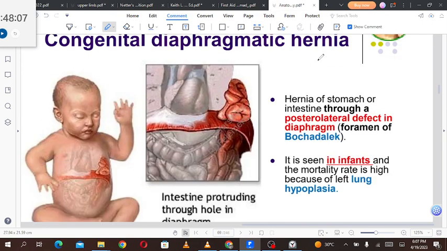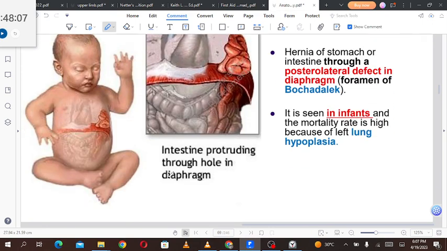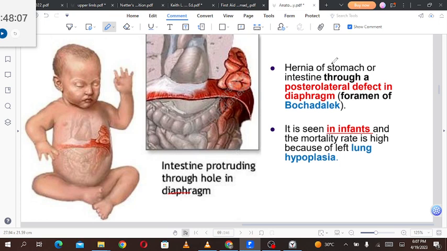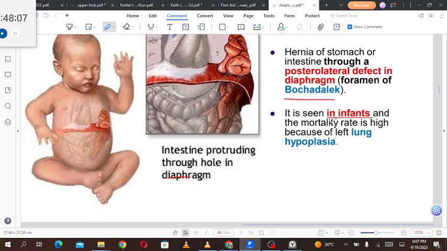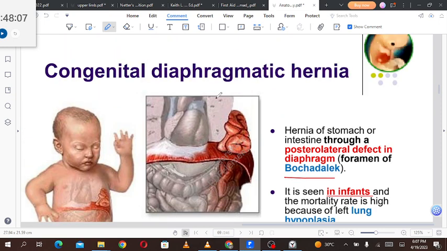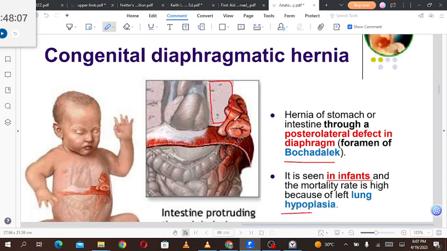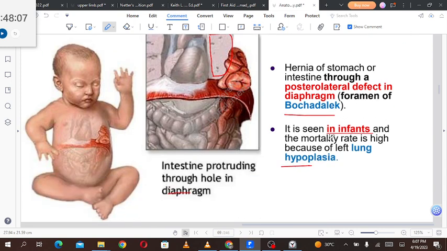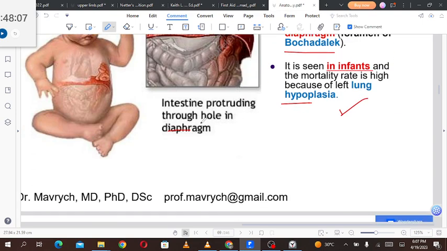Then what is congenital diaphragmatic hernia? Intestine protruding through the hole in the diaphragm. So it is a hernia of the stomach or intestine through the posterior lateral defect in the diaphragm, the foramen of Bochdalek. It is seen in infants, and the mortality rate is high because of left lung hypoplasia. Because if congenitally the viscera are present in the hemithorax, the lung will be compressed, and it will not find the room to expand and grow to the normal size, so there will be pulmonary hypoplasia, and resultantly the mortality rate is very high in infants.